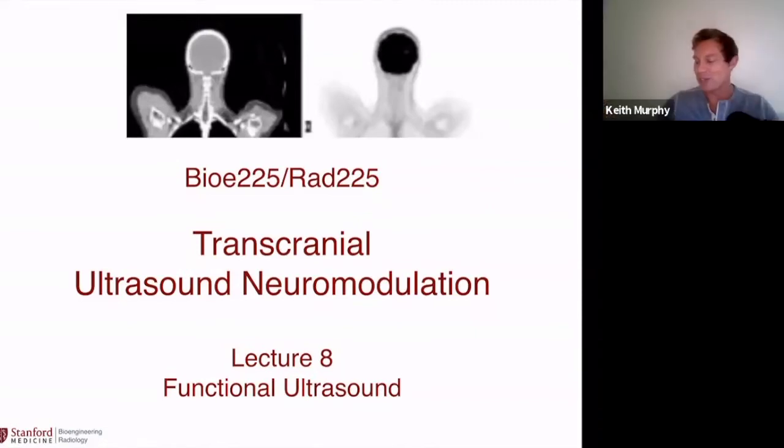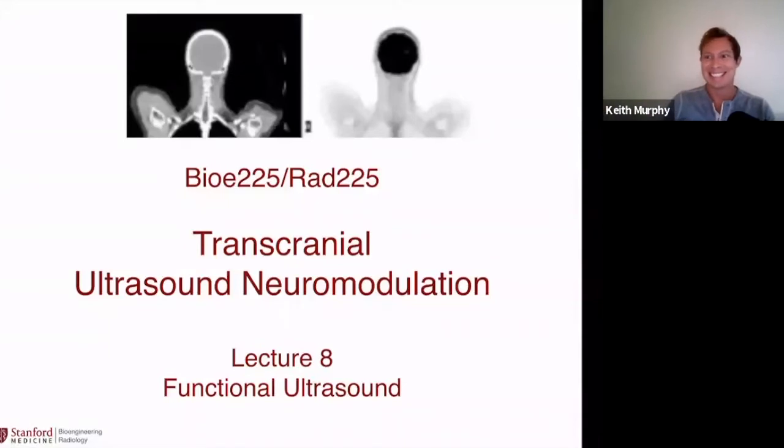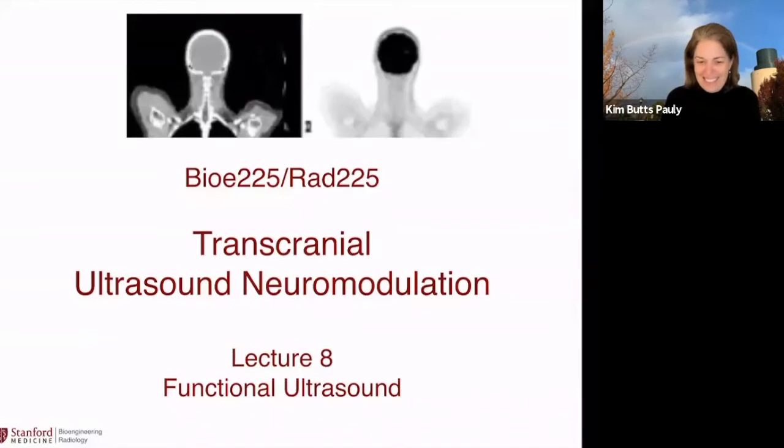Can you measure any of these things with ultrasound? Well, that's what I wanted to start out. Kim's about to tell you that you can use proxies for this glucose uptake, and that's called functional ultrasound.